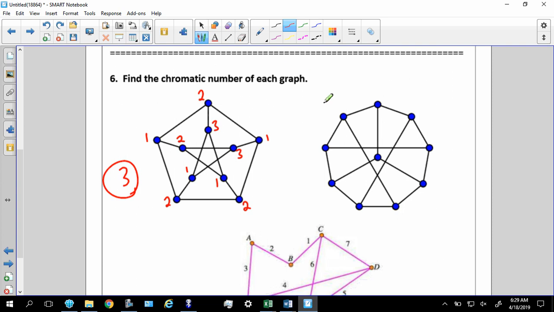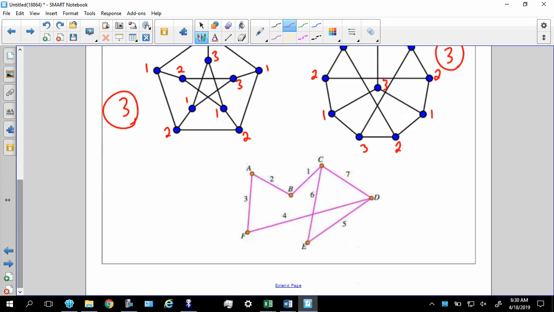This right here, that'll be a 1. What else can be a 1? That can be a 1. That can be a 1. That cannot be a 1 because it's connected that way, but this can be a 1. Next will be a 2. That can be a 2. That can be a 2. That can be a 2. That can be a 2. This can be a 3. This can be a 3. So this will be a chromatic number 3.